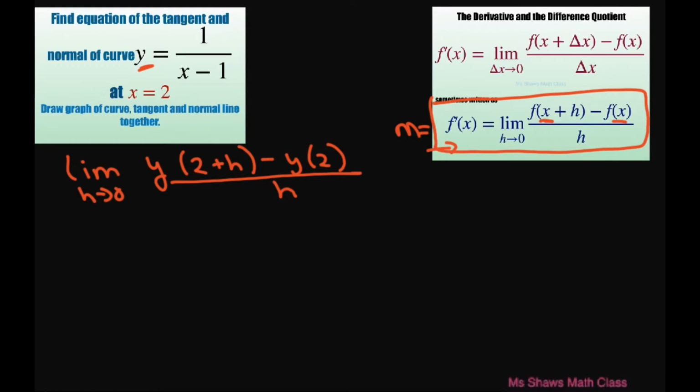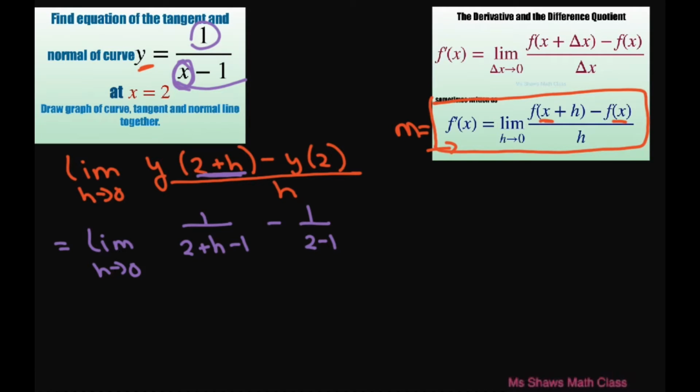That's our formula. Now this is our y, so you're going to write this equals the limit as h approaches 0, and then you're going to have 1 divided by your x. So your x is this part here. That's going to be 2 plus h, and we still have this minus 1. Minus 1 divided by, substitute in your 2 minus 1. And this is all divided by h. All right, let's see, if you simplify, we're going to get this 2 and 1.